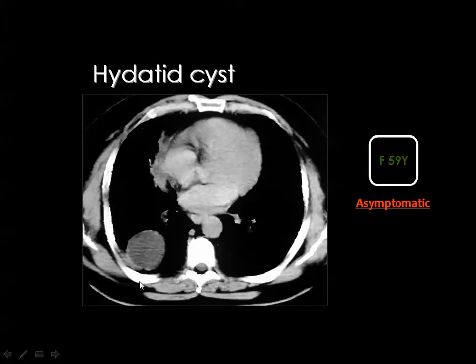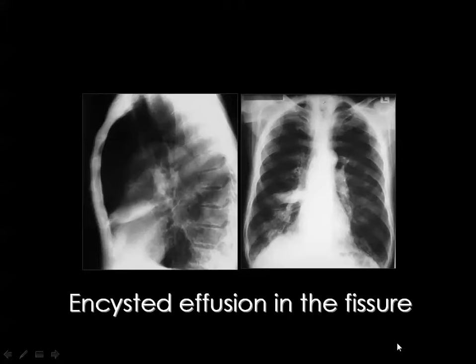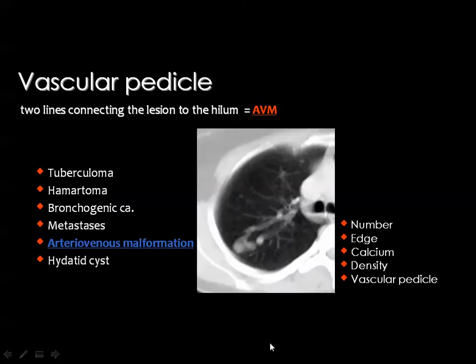Then if you see a nodule with water content in the lung, you assume the possibility of hydatid cyst. And sometimes one may say, what about the encysted pleural effusion in the fissure? It is actually a lesion containing water, but you should know that this is not a nodule and it is not in the lung. This is an elliptical shaped lesion and it is in the fissure. And this is the appearance on the plain X-ray of the encysted effusion in the fissure.